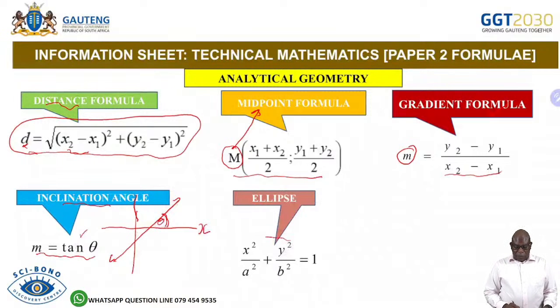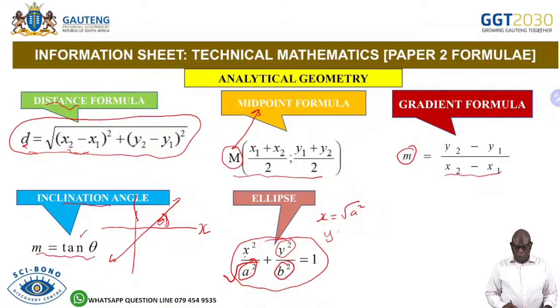The other formula is for the ellipse. Very important. How do I get the x value when I'm given this? So the x value there, I'm going to take the square root of this. So if I need the x value or the x-intercept of that ellipse graph, I must get the square root of a squared. If I need the y value of that, I need to find the square root of b squared. Okay, so make sure that the right hand side will always be equal to 1.